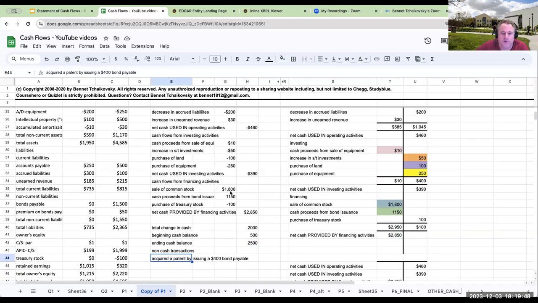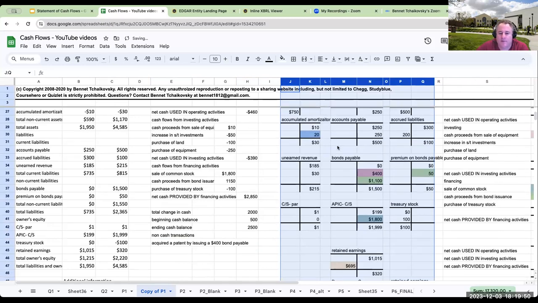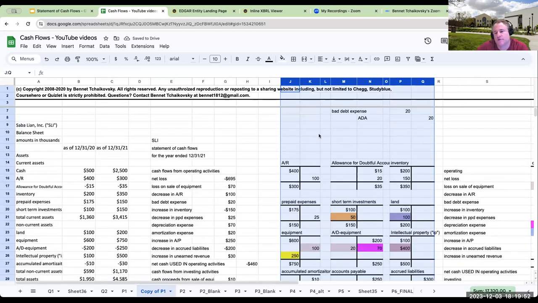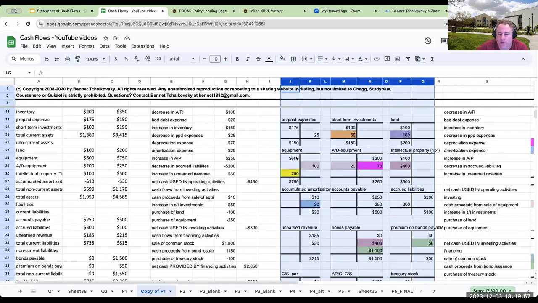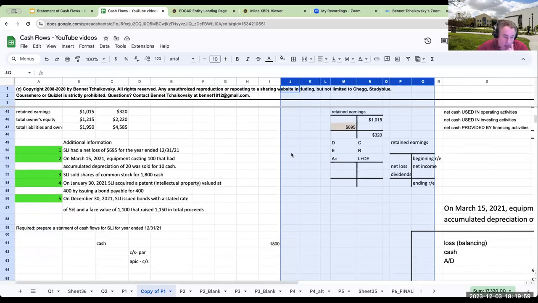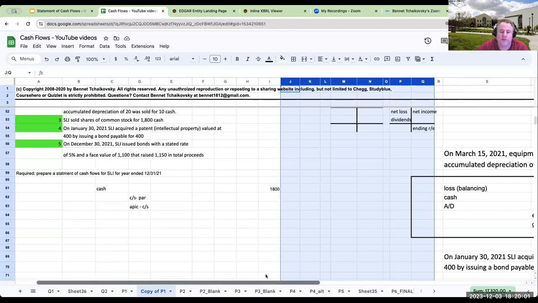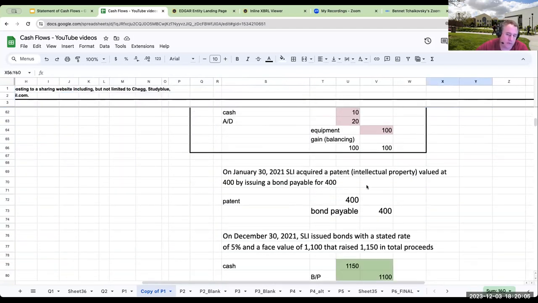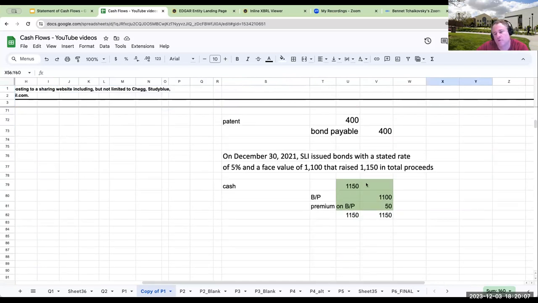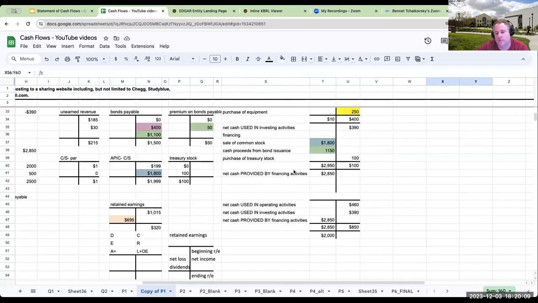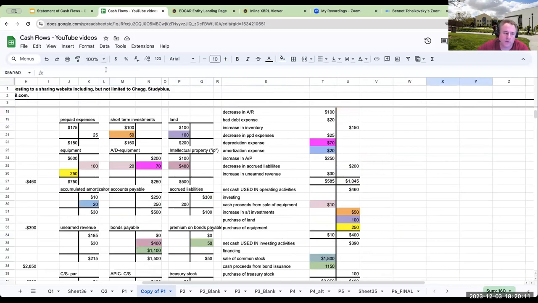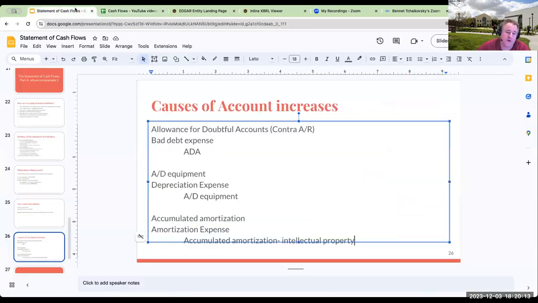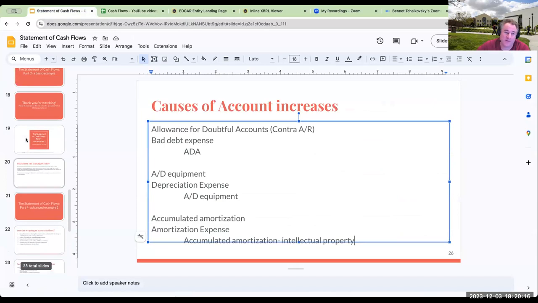So for this particular question, if you look at this, the whole thing with this question is always going to be in the setup, right? And when you're dealing with this additional information, what I've found is that if I know the journal entries, that's going to help me out as I answer these different questions. So that's part four of cash flows.